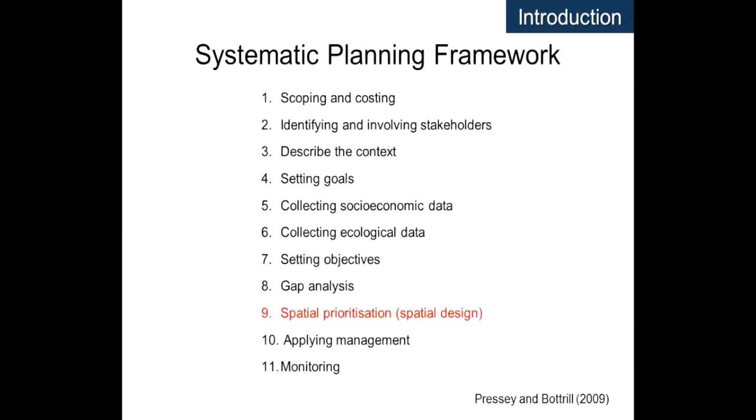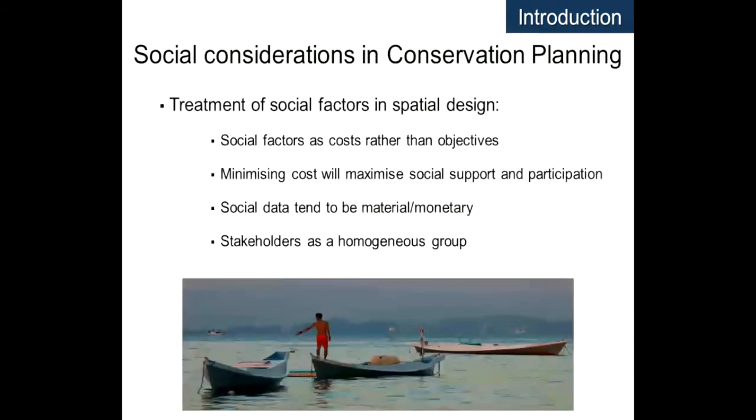So if we go back to this framework for planning, we can see that stages 1 to 8 are really about laying the ground for stage 9, the spatial design. How human systems are conceived in spatial design really affects how they're thought about in the rest of the planning process, in terms of which stakeholders to involve, what kind of socioeconomic data needs to be collected, and what the objectives of the planning process actually are. So let's take a look at how social factors are considered in spatial design.